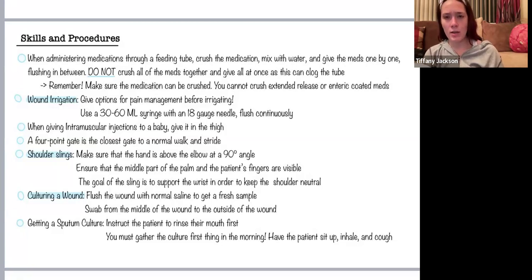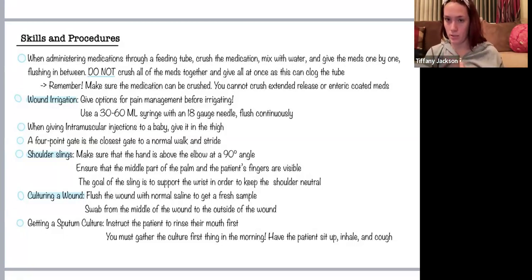Shoulder slings are a big topic. Just make sure that the hand is above the elbow at a nice 90-degree angle, and we want to see their hand. We want to see the palm and the fingers coming out of that sling. Okay, we don't want the sling to be supporting the wrist and the fingers. We want it to be supporting the wrist, but the fingers need to be visible. If they're not, it's putting a lot of pressure on those fingers and it's not properly supporting what it needs to support.